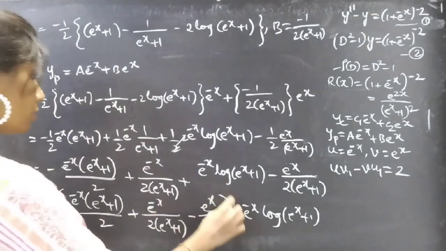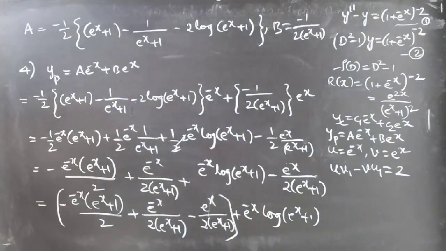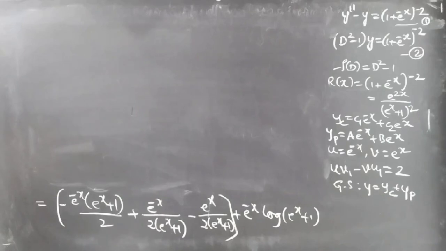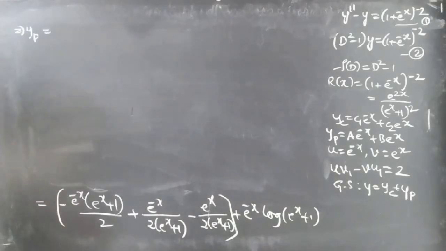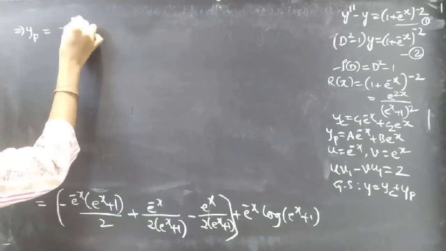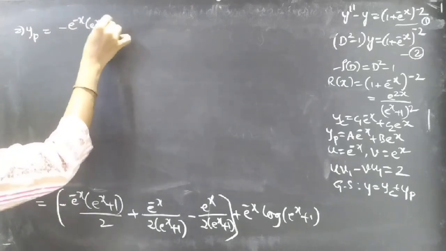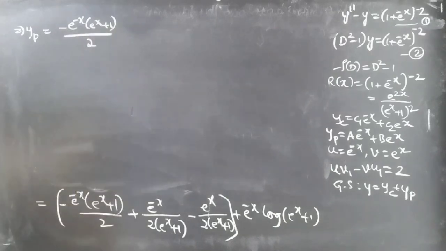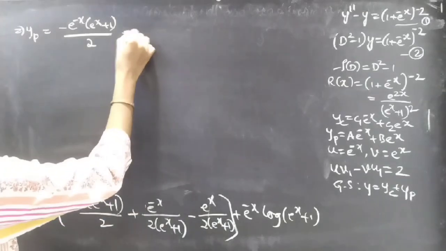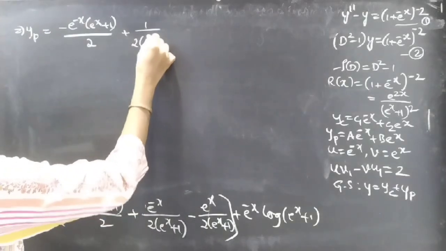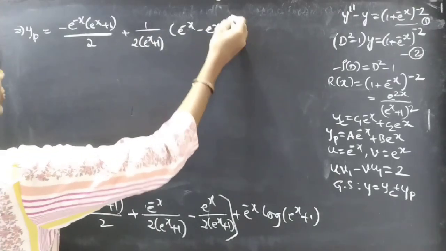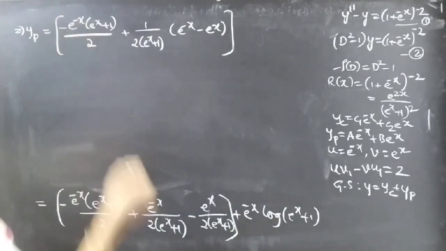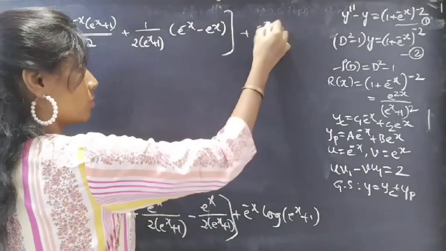Now just simplify these 3 terms. Then yp becomes minus e power minus x of e power x plus 1 by 2. Now take 1 by 2 times e power x plus 1 common from these 2 terms. We'll get plus 1 by 2 times e power x plus 1 into e power minus x minus e power x plus last term remains the same.